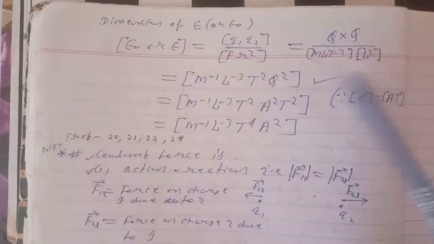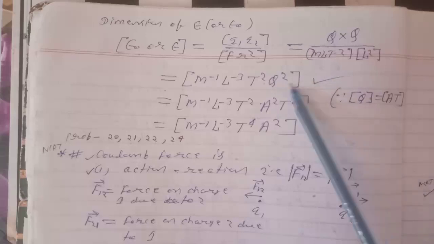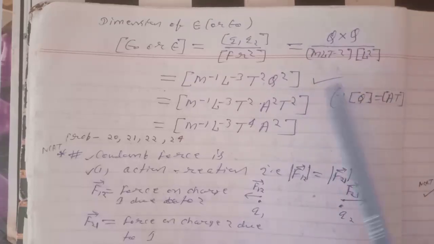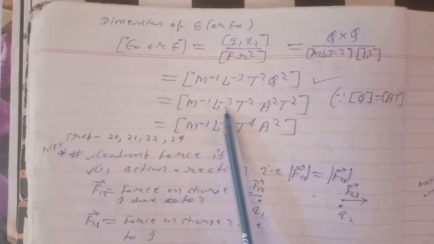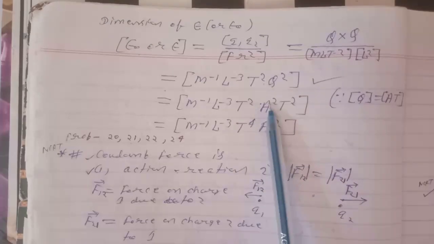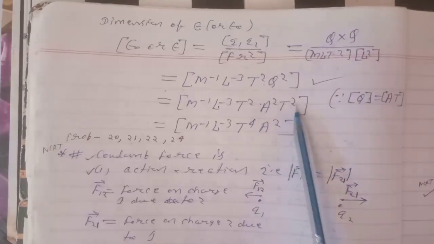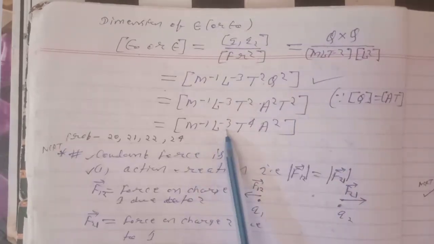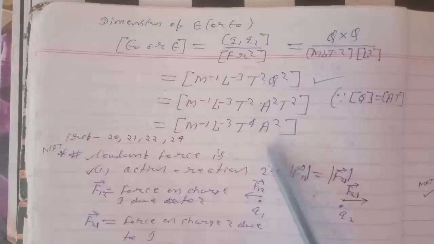This is the dimension in terms of the MKSQ system, but in the SI system it will be M minus 1 L minus 3 T square, and Q square is A square T square. So M minus 1 L minus 3 T to the power 4 A square. This is in the SI system.